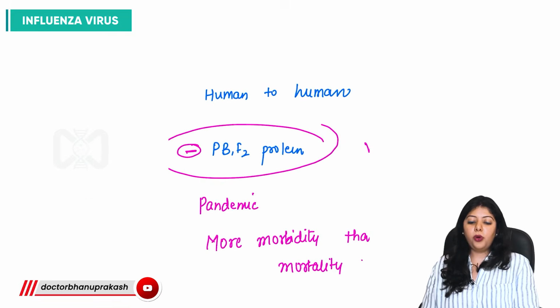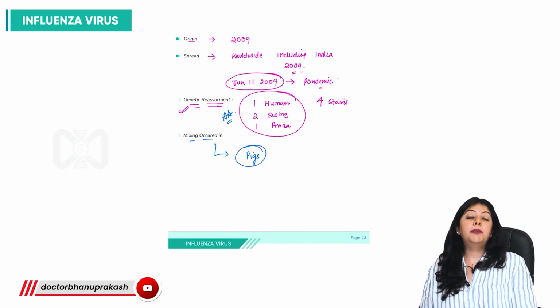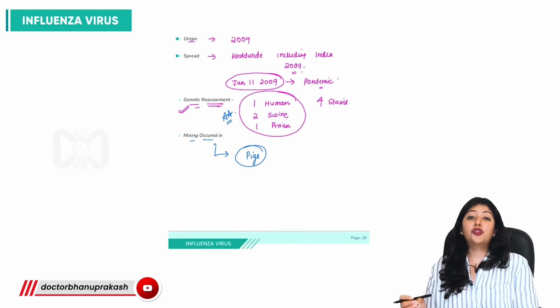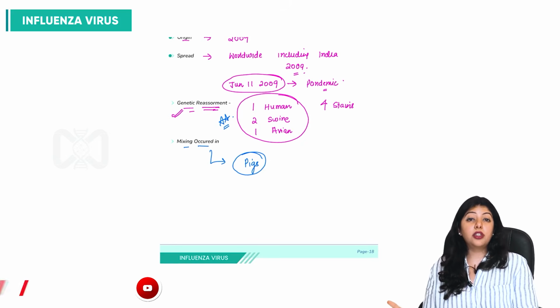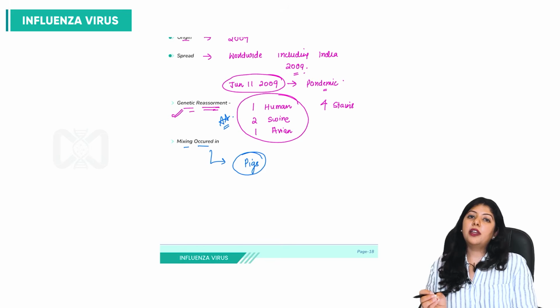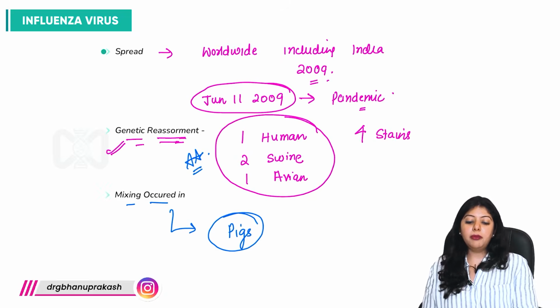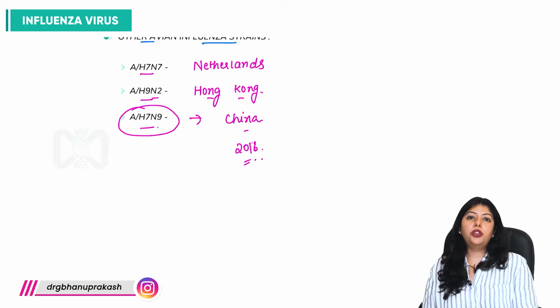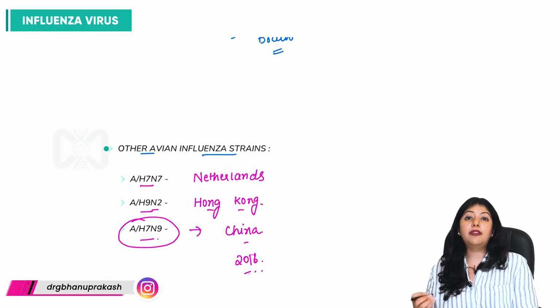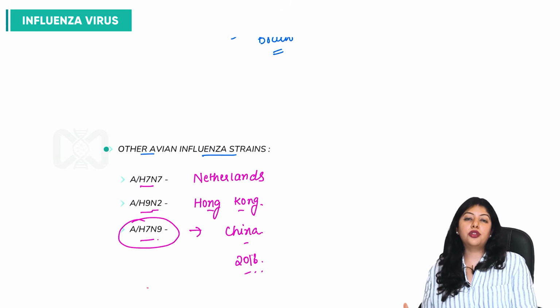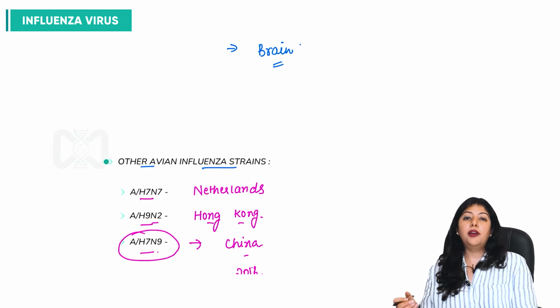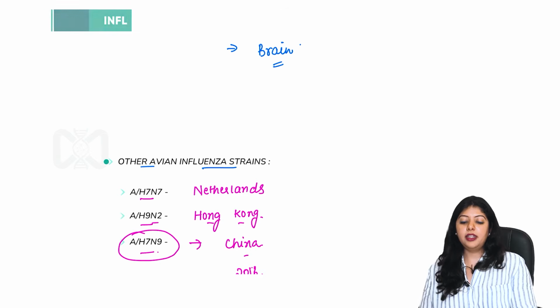So this was all about important pandemics, important strains, genetic reassortment, variations. These antigenic shifts and drifts are one of the most important questions asked from influenza, and what pandemics took place, and what are the morphological features which had led to such variations in the world throughout, leading to pandemics, right? Thank you.